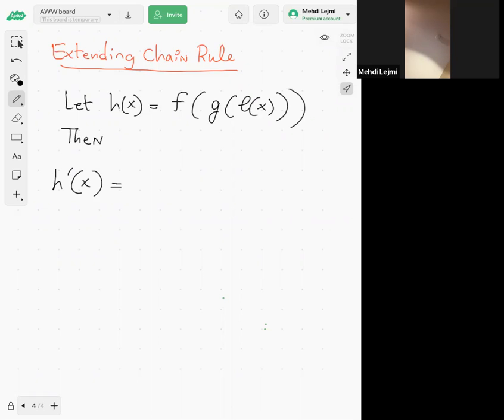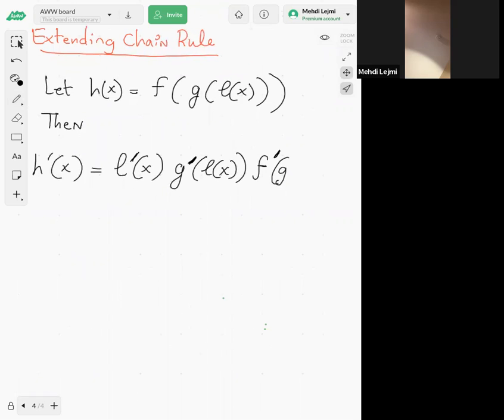Okay, so the idea is actually to apply the chain rule 2 times. So we're going to have first L prime of x, right, times g prime of L of x, right, times f prime, right, f prime of g of L of x, right?